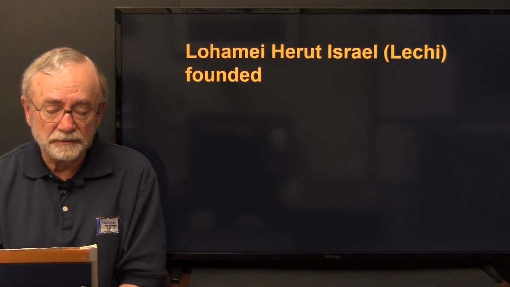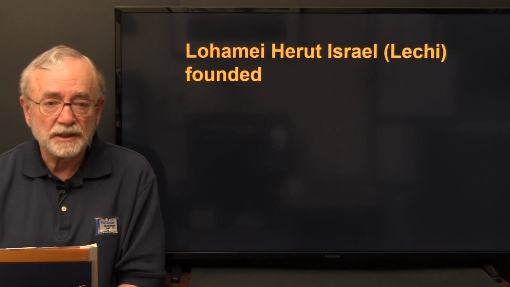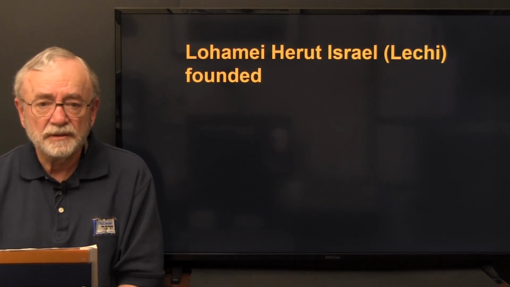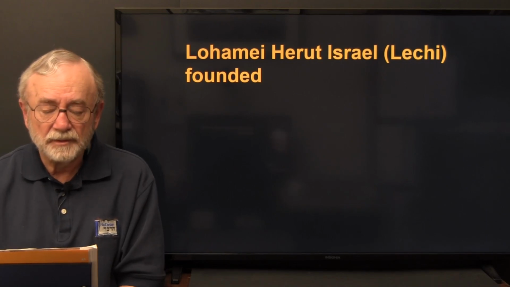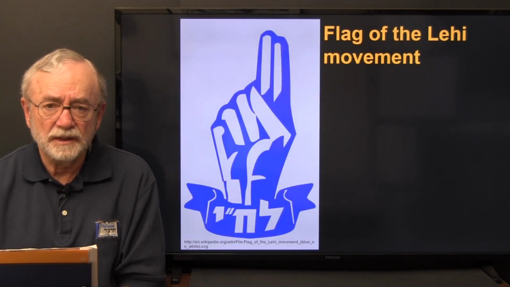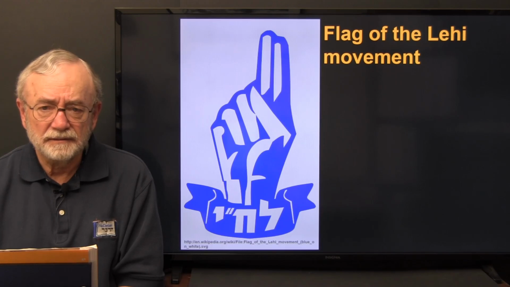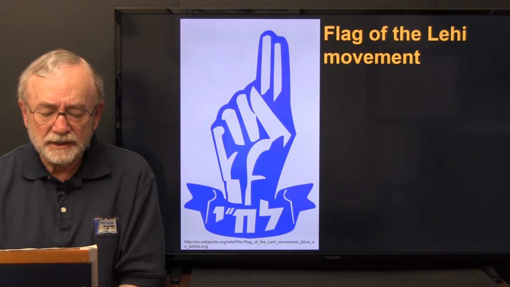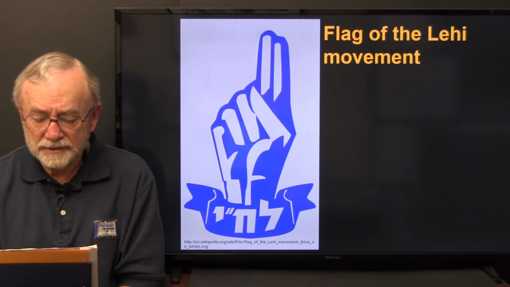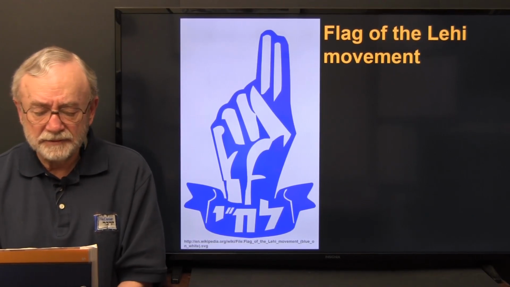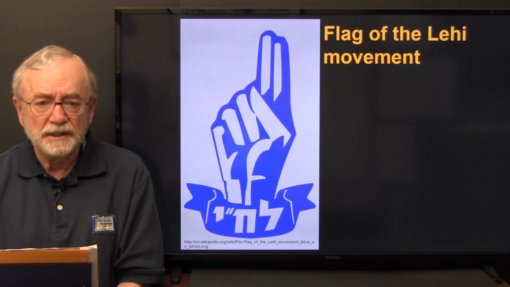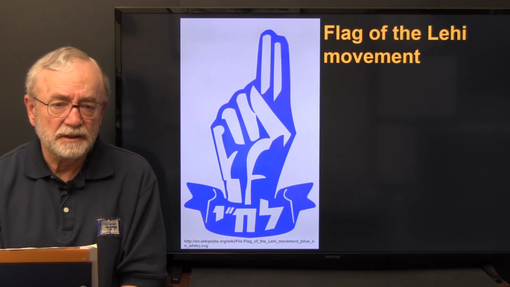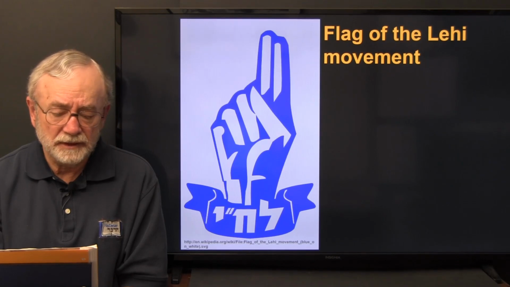The most ungovernable faction in the emergent underground movement was the Fighters for the Freedom of Israel, simply known as Lehi for its Hebrew initials. And there's a logo of Lehi, the flag of the Lehi movement. Consisting of barely 300 members, the Lehi was one of a handful of Jewish paramilitary organizations that sprang up during or immediately following the Arab insurrection of 1936 to 1939.